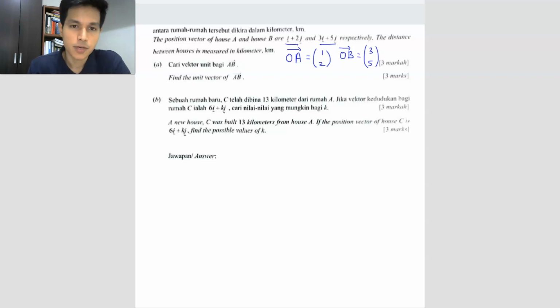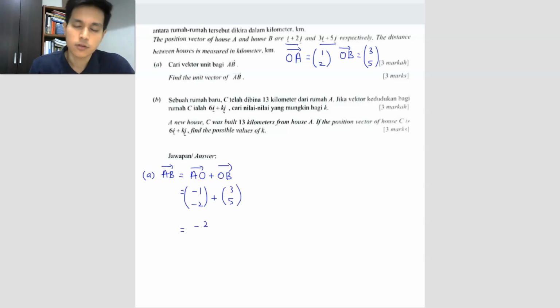Before we can find the unit vector, we must first find the vector itself. So, AB means what? AB means AO plus OB. Like I said before, we always want to form a chain, right? So AO and OB. AO means what? You have to invert this. So you get negative 1, negative 2 plus OB, which is 3, 5. You should get 2 and 3. So this is your vector.